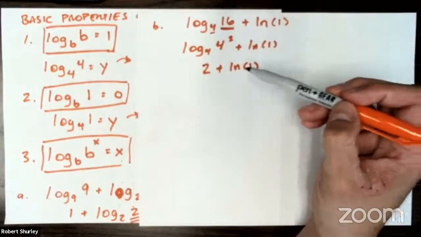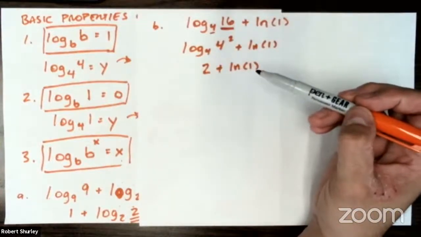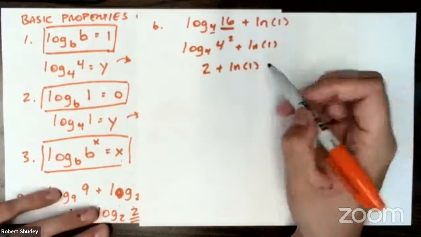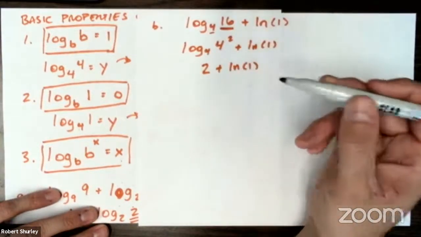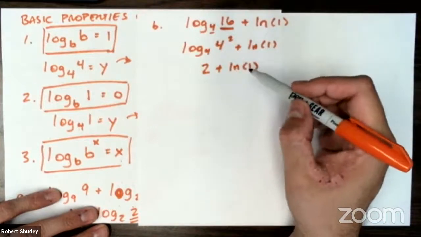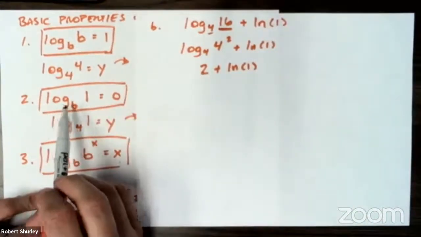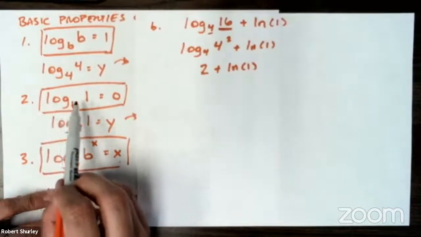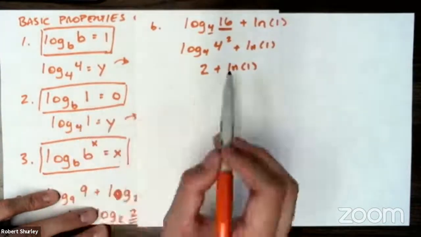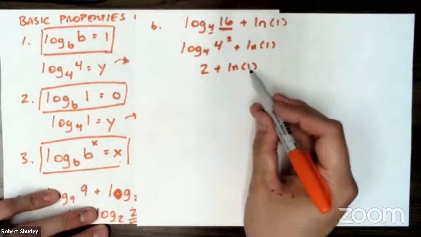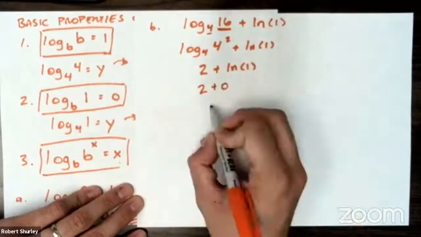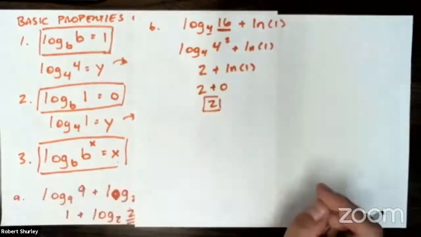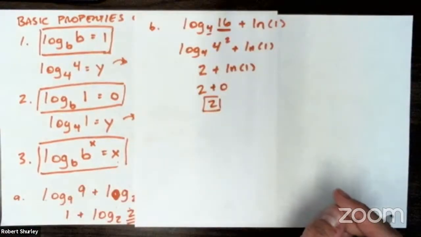Now let's turn our attention to the second one, this ln of 1. Now, ln of 1, notice the 1 is inside the logarithm. Now remember, this logarithm is log base e, but it doesn't matter what the base is because the second property says, look, if you take the log of any base of 1, it just equals 0. So ln of 1, because it lines up with this property, is going to be 0. So it's 2 plus 0. You wind up with just 2.